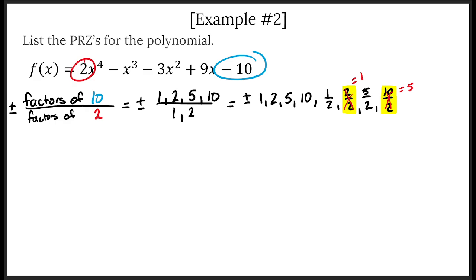So when we write our final list here, let's just exclude those ones that are already in the list. So we're going to say plus or minus 1, 2, 5, 10. I still have 1/2 and 5/2 as possible solutions for this polynomial.